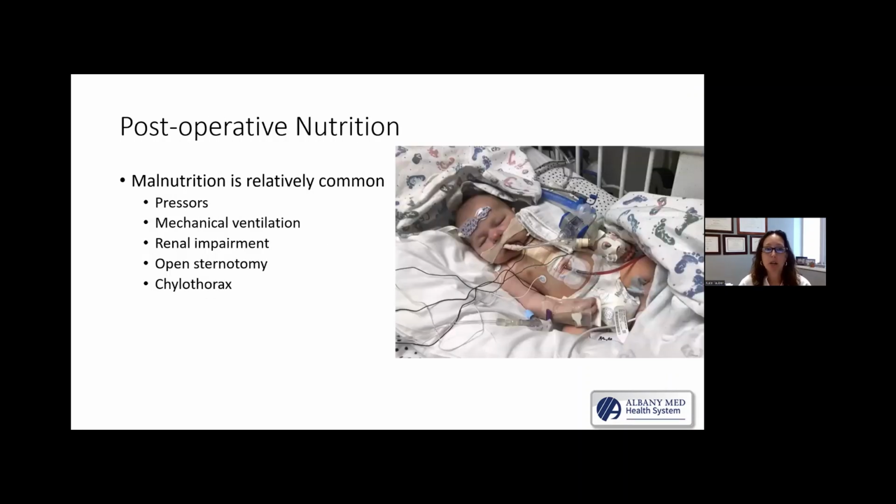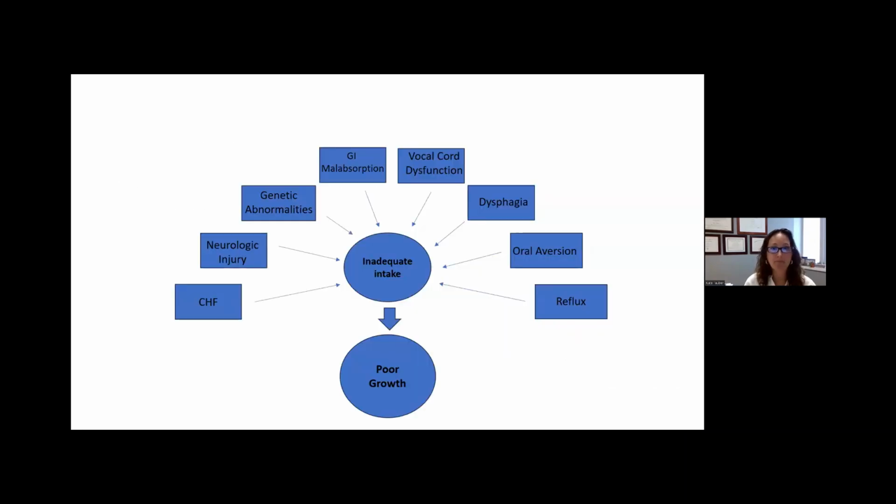So in terms of postoperative nutrition, malnutrition is relatively common postoperatively, and this is due to several things, mostly because these babies are on multiple medications for hemodynamic status reasons. They're usually ventilated, they have some degree of renal impairment, and they have the open sternotomy, and some of these have developed chylothorax as a result of the surgery that they needed.